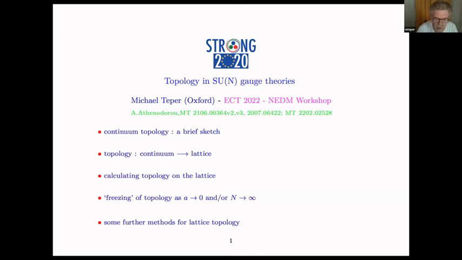So I will say something about continuum topology, just a brief introductory sketch, then about putting topology from the continuum onto the lattice, calculating topology on the lattice, and then I will talk about the freezing of topology, both as lattice spacing goes to zero at fixed number of colors, and as you let the number of colors go to infinity. And then finally, if I have time, I'll say something about some further methods for calculating the topological charge density.